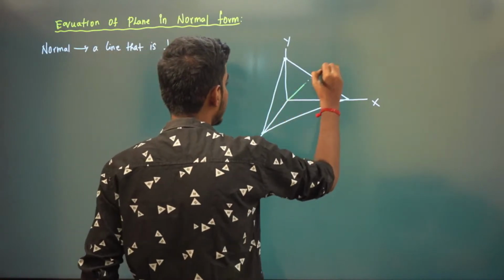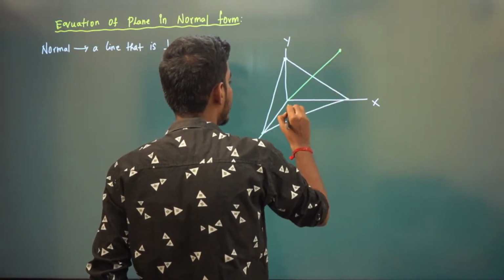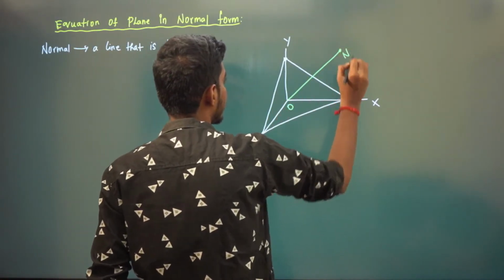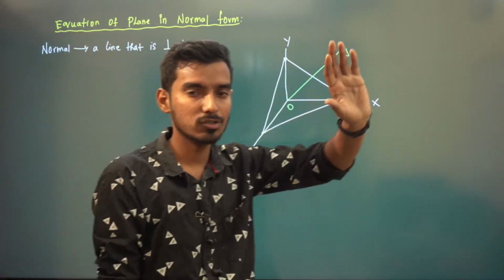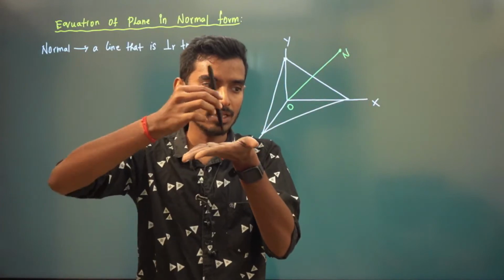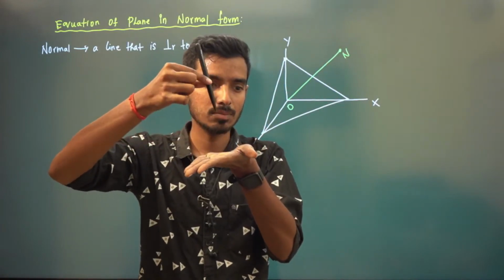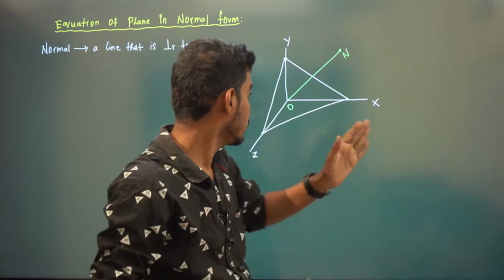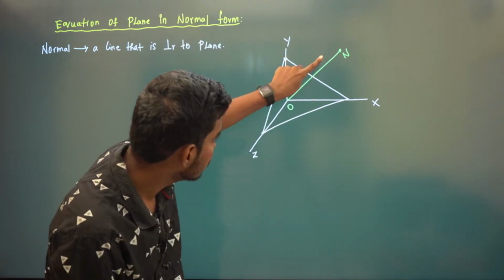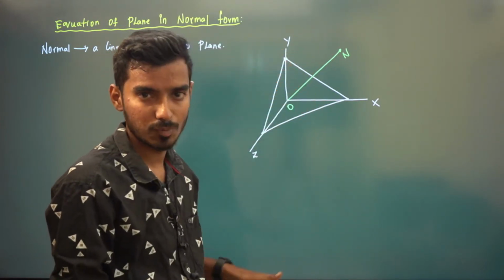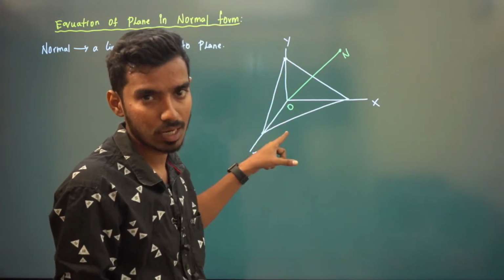Consider a normal. This is our normal. This is our origin, and this is our N. So this ON is perpendicular to the plane. Imagine this is a plane, and this pen is our ON. That line is perpendicular to this plane because we are drawing a normal.